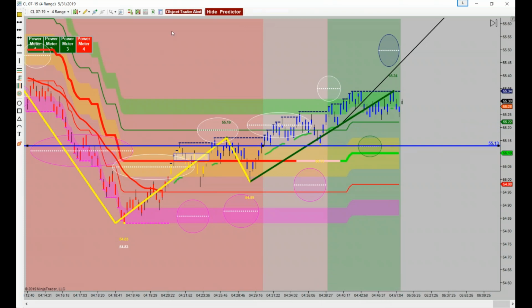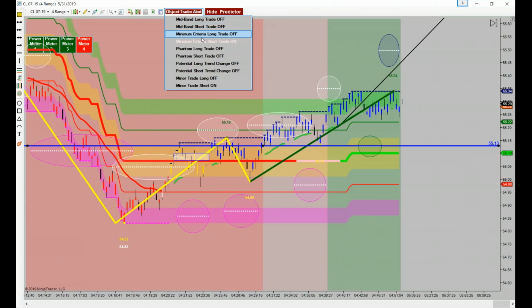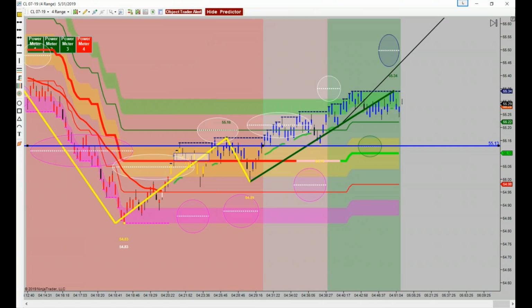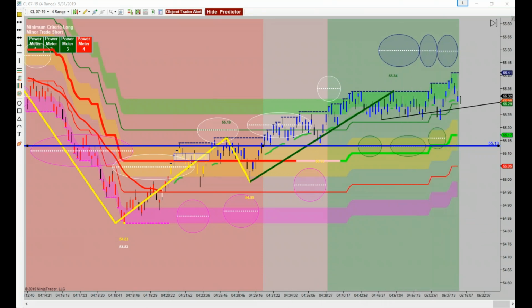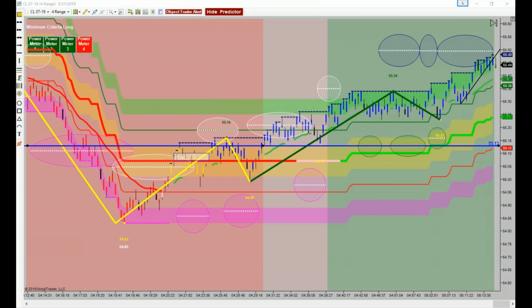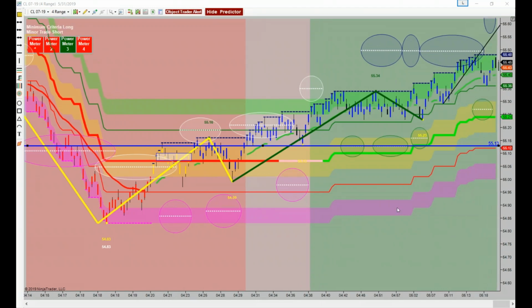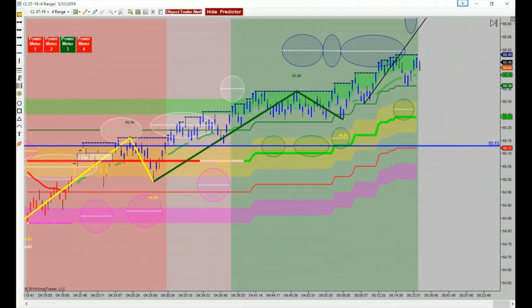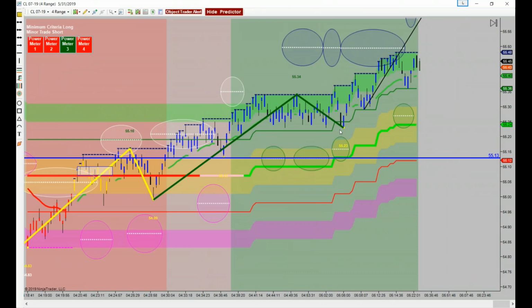Let's fast forward this just a little bit. Let's turn on midband minimum criteria long. Let's see if we get one. Now, like I said, if you get a support level like that, I'd probably take it. Did that get a minimum criteria? No. See, because you didn't close. Let's see here. Wait a minute.